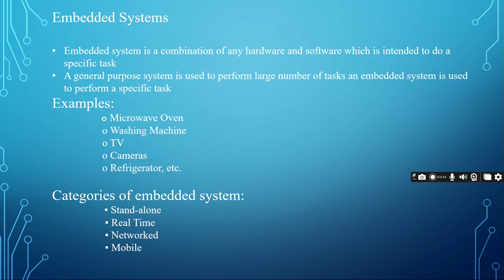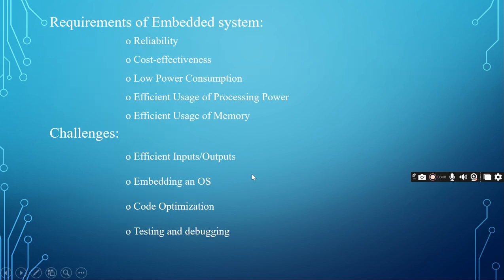There are different categories of embedded systems: standalone, real-time, networked, and mobile. These are the four types of embedded systems. What are the requirements for an embedded system? Reliability, cost effectiveness, low power consumption, efficient usage of processing power, and efficient usage of memory. These are the requirements for an embedded system.